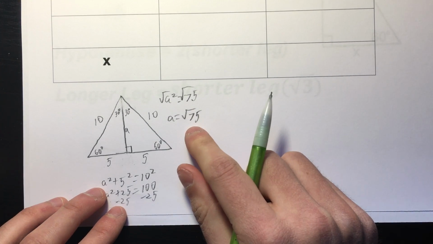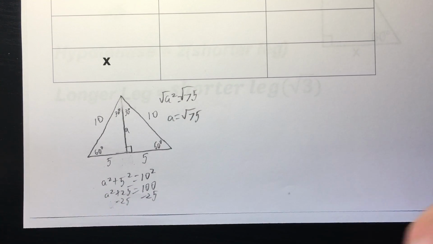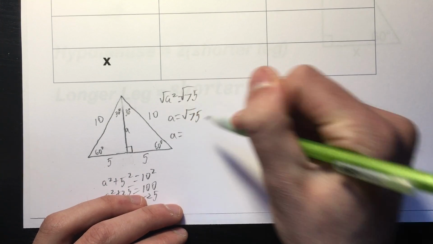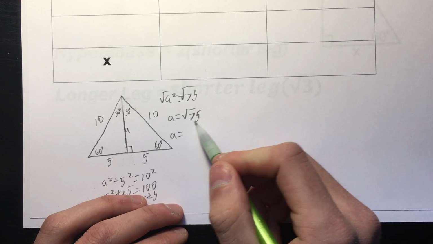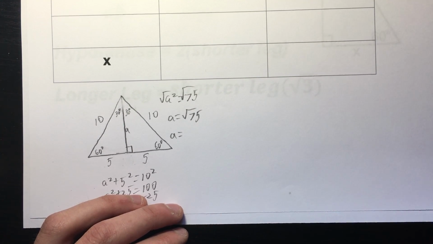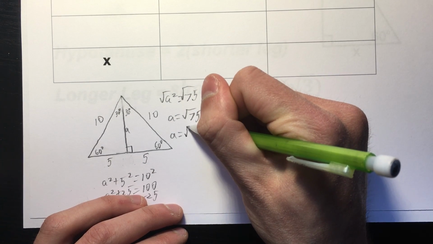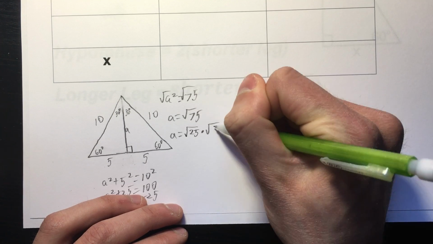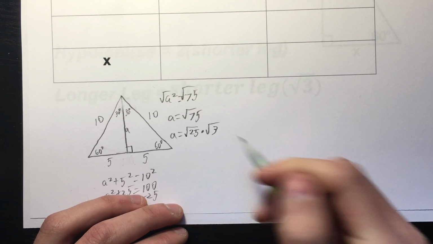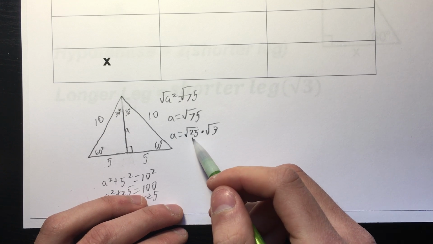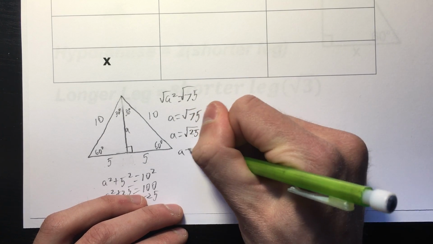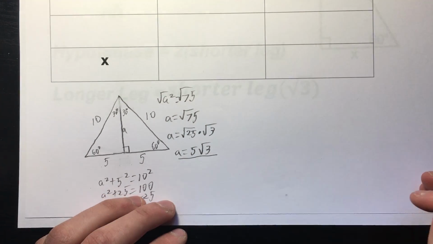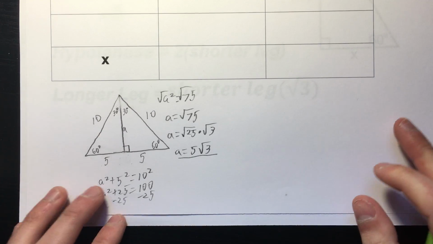Now, is that in simplest radical form? It's not, but we can simplify it a little further. So a is going to equal... is there a perfect square that goes into 75? 25 does, and 25 is a perfect square. So we know 25 times 3 is 75, so root 25 times root 3 is going to equal root 75. Now the square root of 25 is just going to be 5. So a equals 5 times the square root of 3. And that's in simplest radical form. We can't break that down any further.